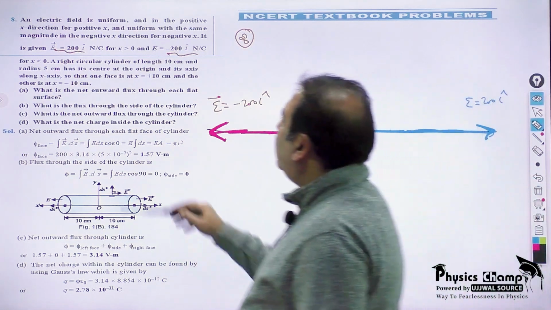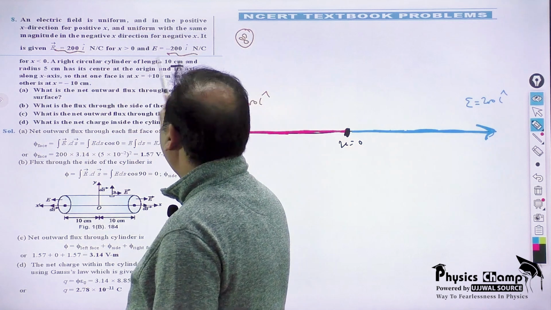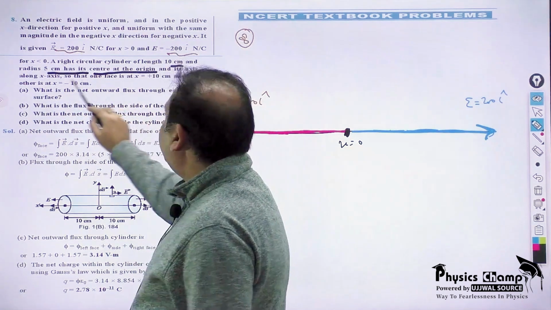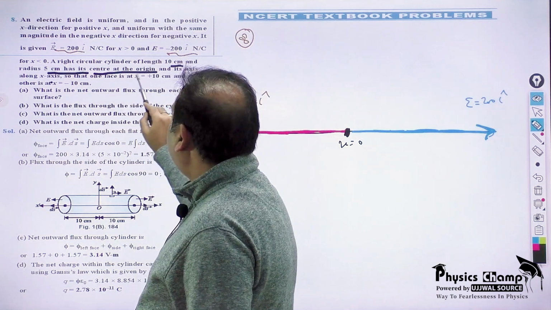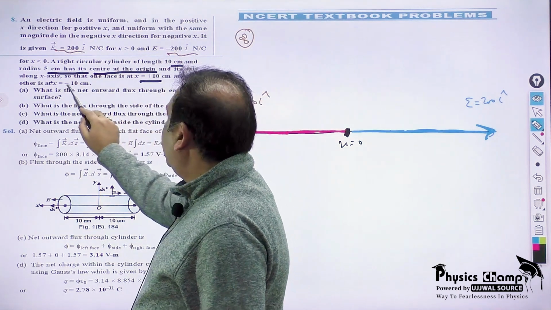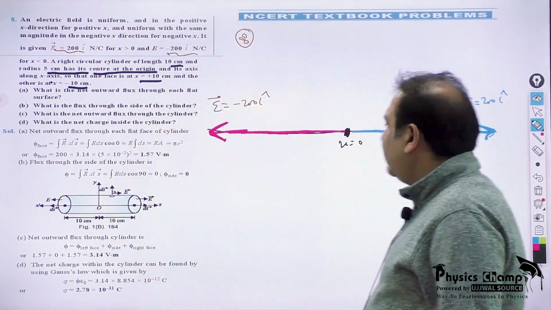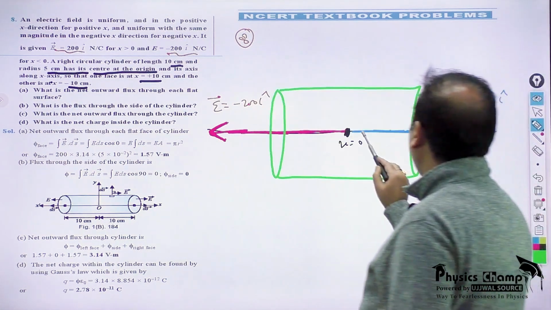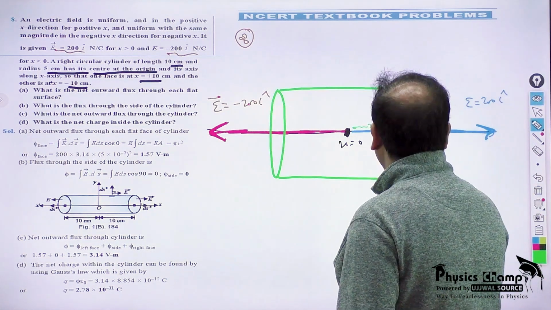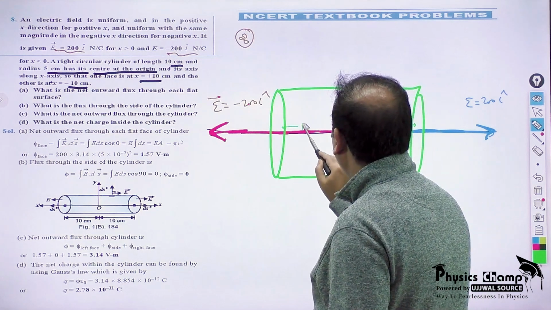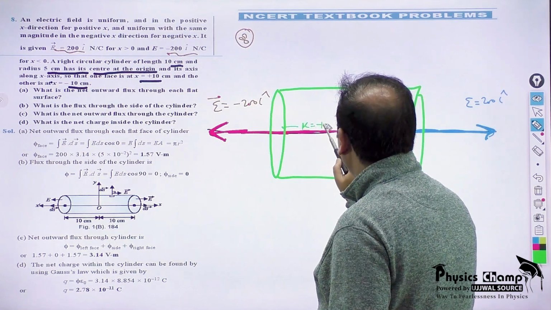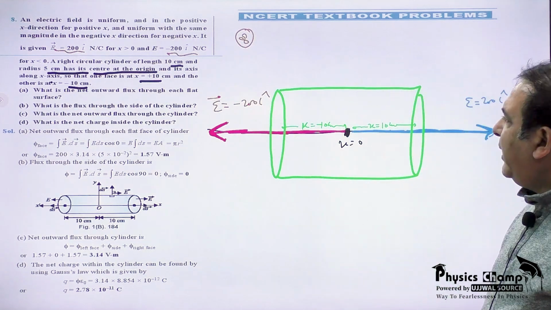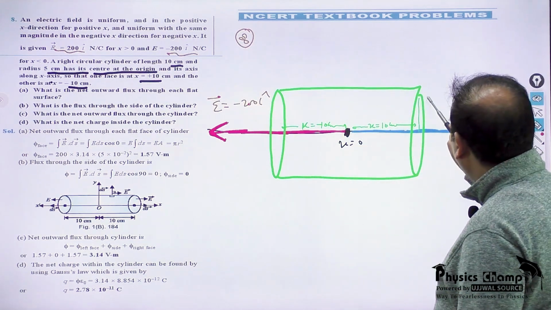Now a right circular cylinder of length 10 cm and radius 5 cm has its center as origin and its axis along x-axis, so that one face is at x equal to plus 10 and the other is at x equal to minus 10. Now imagine you have a cylinder here whose this part is 10 cm and also here it is 10 cm. If this is the origin, it will be x equal to minus 10 cm. And it has a radius which is 5 cm.